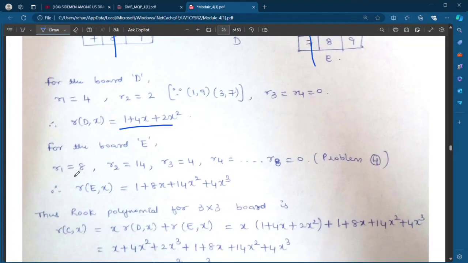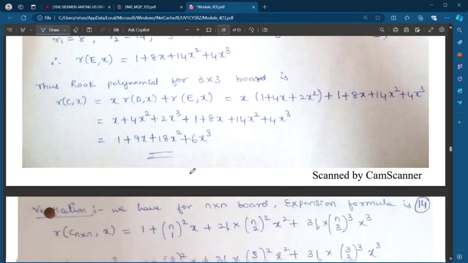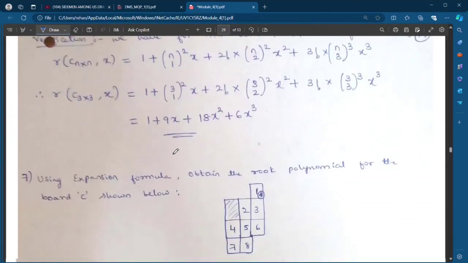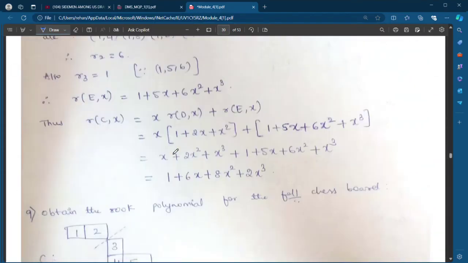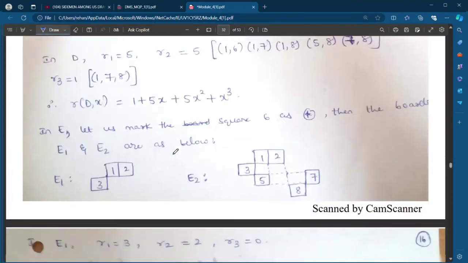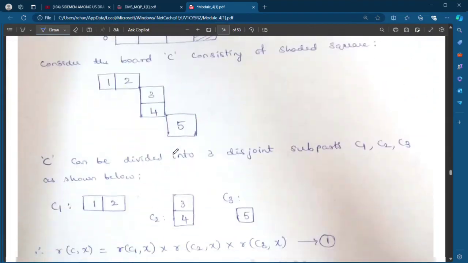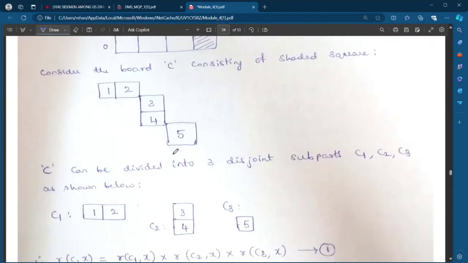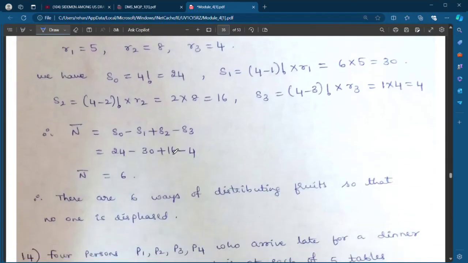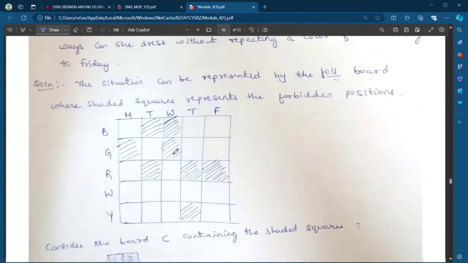So R1 is 8, R2 is 14, then R3 is only 4. Then R4 and so on up to 0. So I'll have 1 plus R1 into x, that is 8x, plus R2 into x square, that is 14 x square, then R3 into x cube, that is 4 x cube. See here, these things, I don't think it is required. So the rook polynomial is done. See, this is one interesting question.